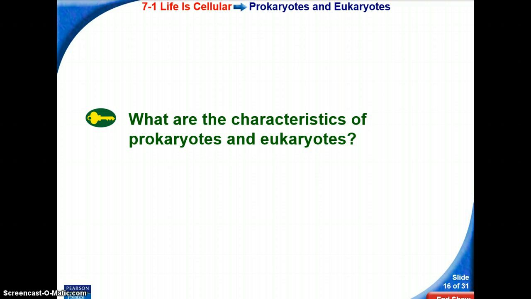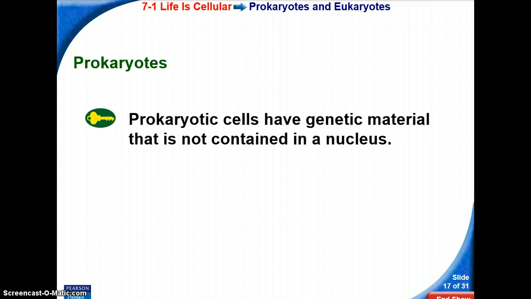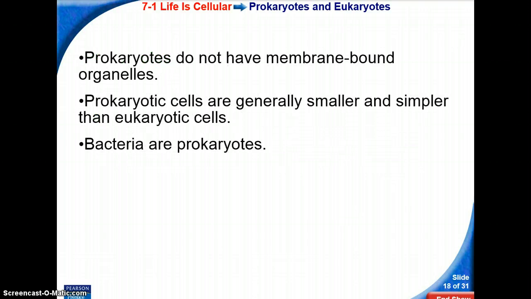Okay, so what are some characteristics of these prokaryotes and eukaryotes? Well, the prokaryote. These cells have genetic material that is not contained in a nucleus. It just kind of free floats throughout the cell. Prokaryotes do not have membrane-bound organelles. They are generally smaller and simpler than eukaryotic cells. And bacteria are considered prokaryotes because of the structure and how they are made up.